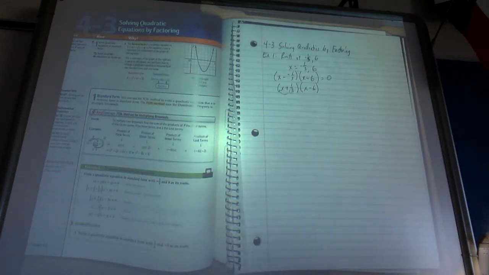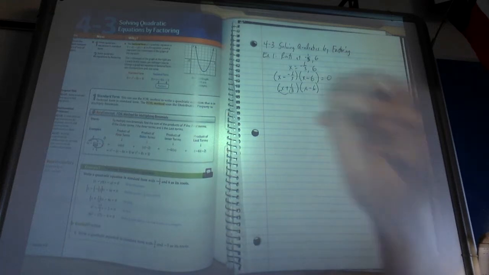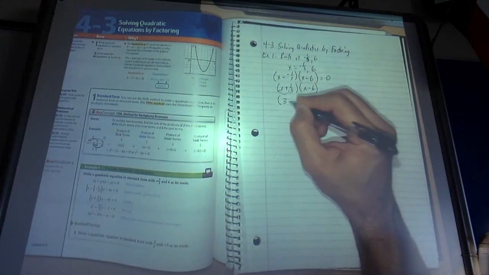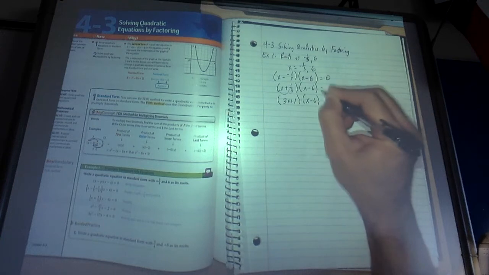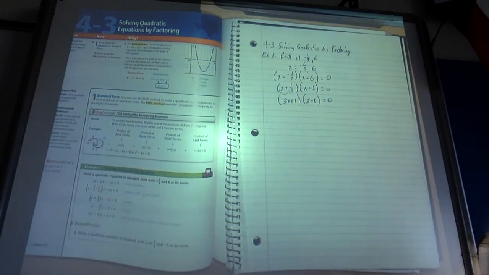You've already seen some stuff with this when you learned factoring, just as a quick review at the beginning of this class, but we're going to hit it again. So I'm going to rewrite this factor as 3x plus 1, and then times x minus 6. Again, these are equal to 0 because that's where we said the zeros were, or the factors were.